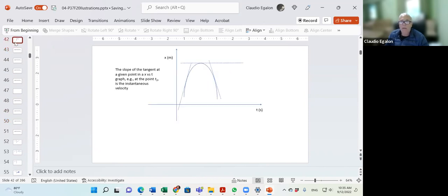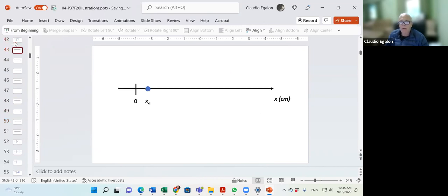That's what the graph means. You know, that's what this graph means. Very fast initially, slows down, comes to an instantaneous stop, and starts moving the other direction. Okay? That's what that graph means. Can you picture that?